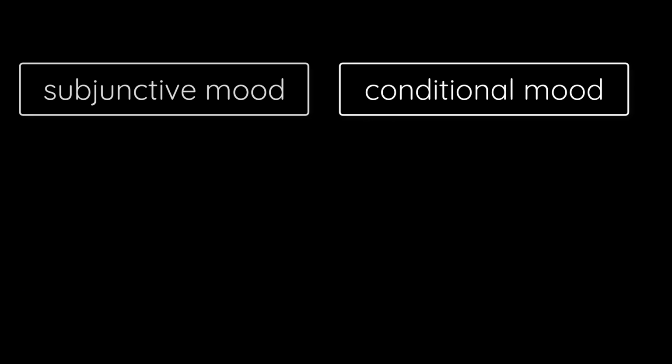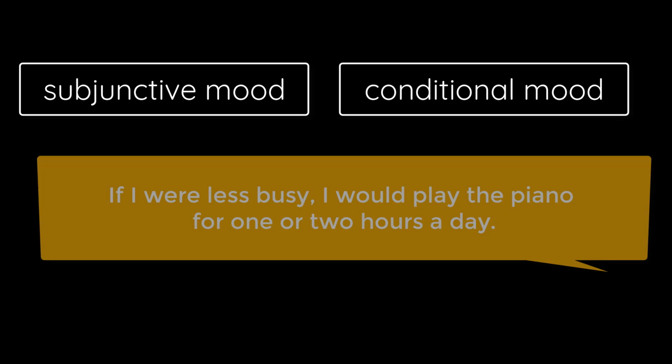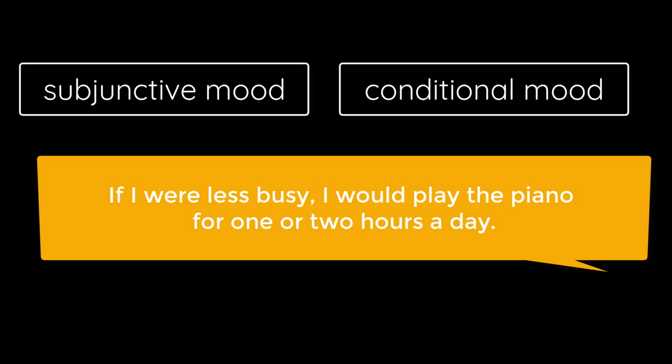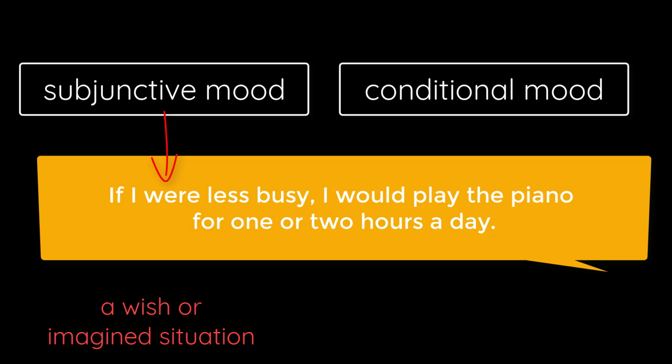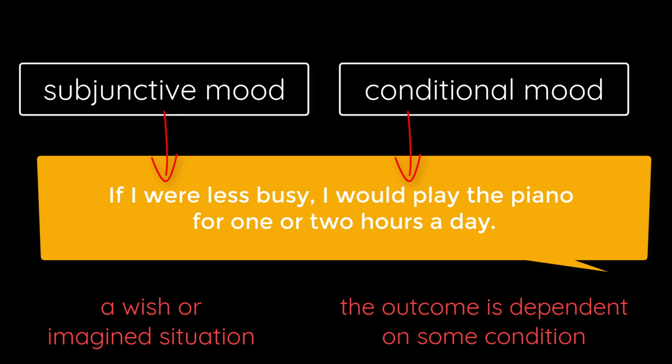In my understanding, two moods can be present together in the same sentence. For example, a complex sentence. If I were less busy, I would play the piano for 1 or 2 hours a day. So we see the subjunctive in the first clause, the if clause. I'm expressing a wish. And the main clause has the conditional mood. The outcome is dependent on some condition.